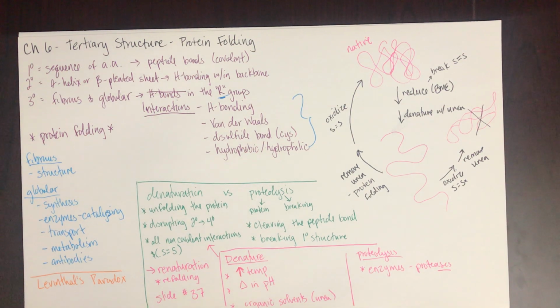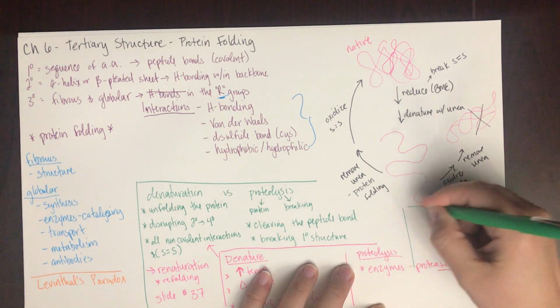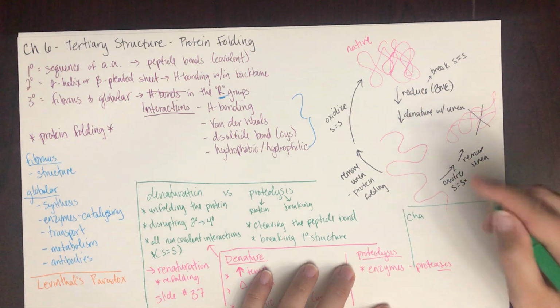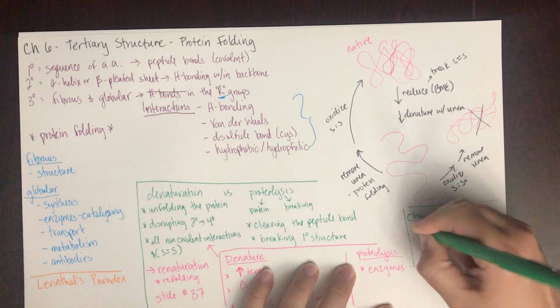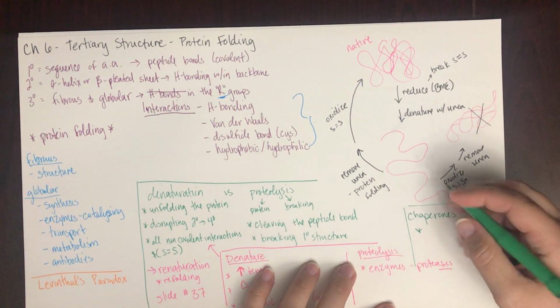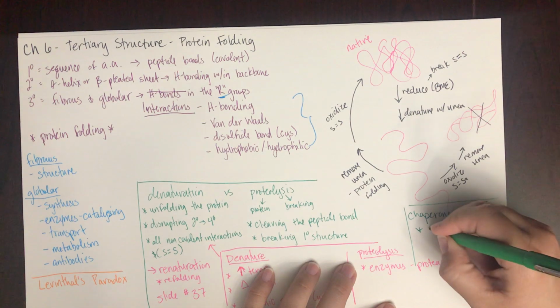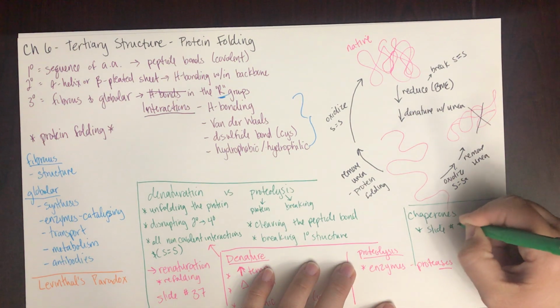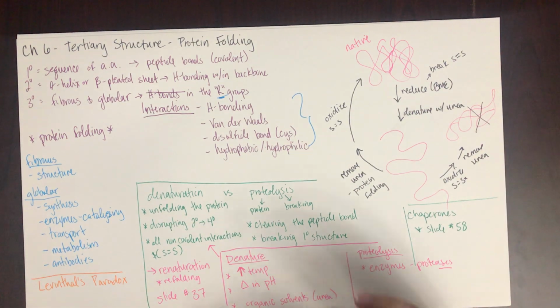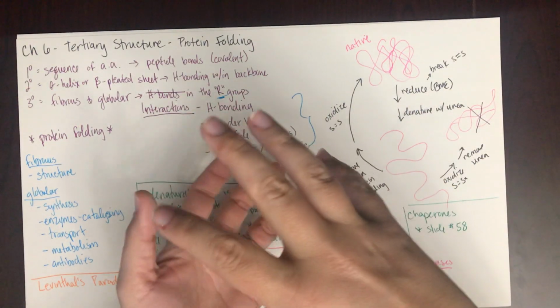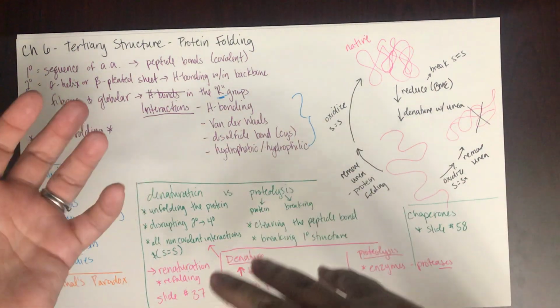One other thing that I'd like you to pay attention to in this chapter are chaperones. I'm not going to draw out the chaperones because it's kind of complicated structures, and there's some nice pictures in the textbook and in the PowerPoint slides. So pay attention to chaperones. The images for this use the GroEL, GroES chaperone system. This is slide number 58. What these chaperones are is two complexes that essentially make a barrel-like structure. You can almost think of it like the inside of a washing machine.